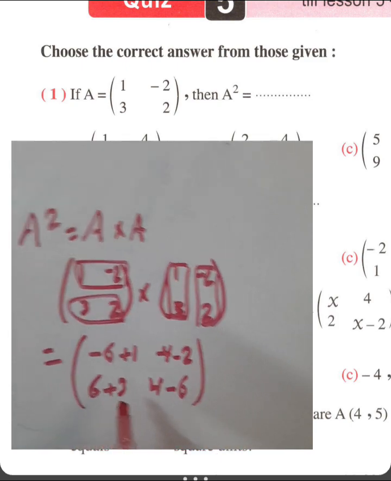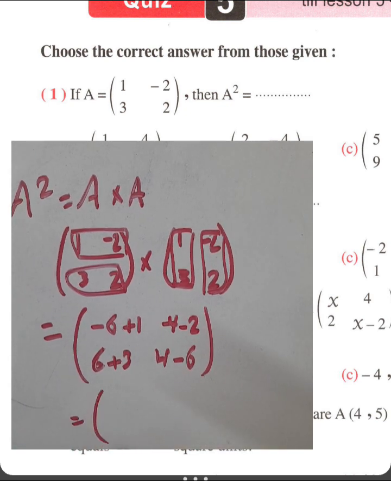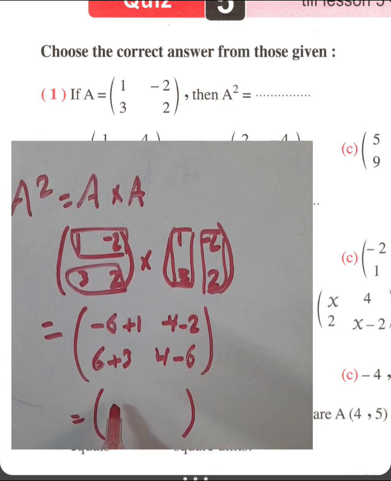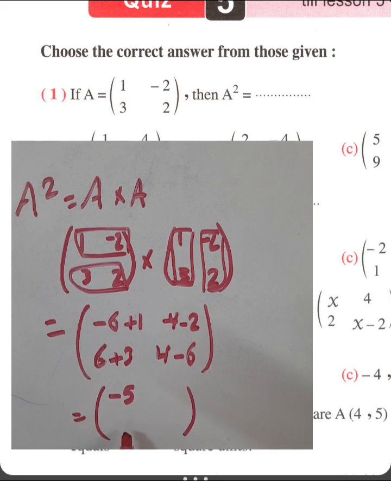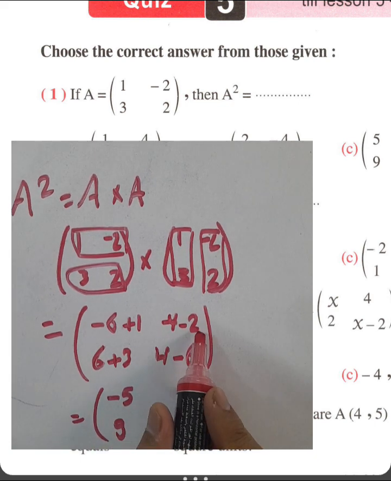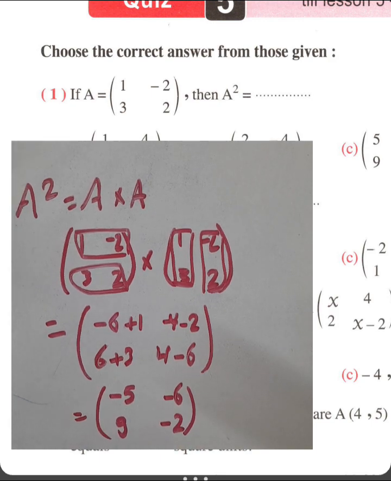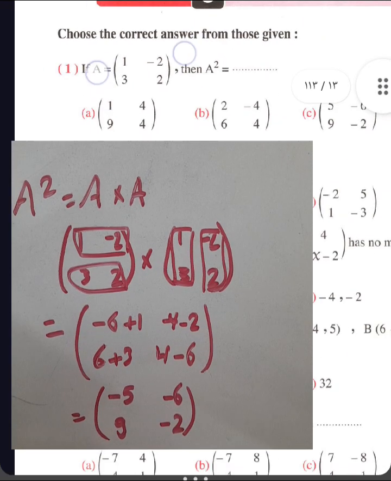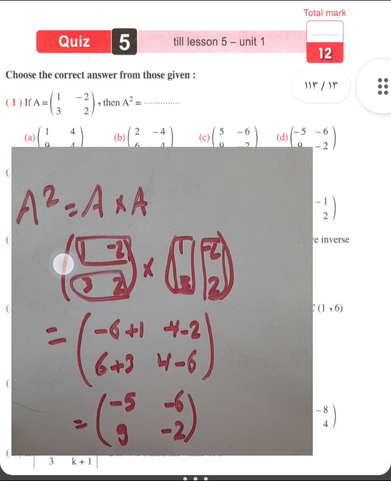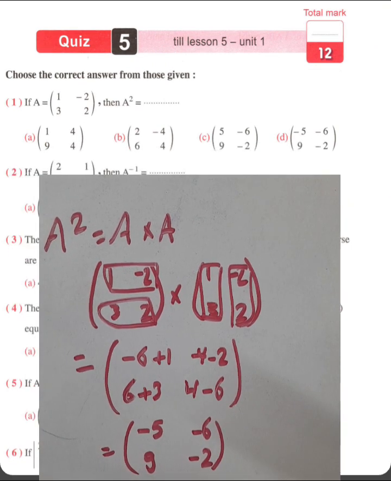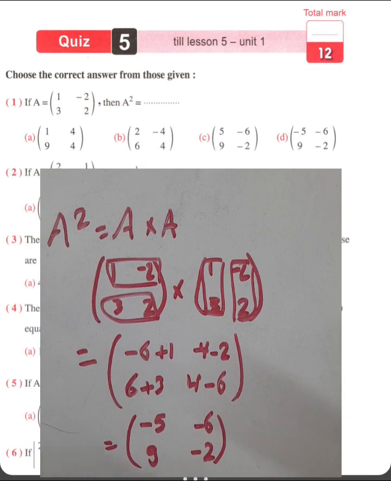Then you can find the value: negative 6 plus 1 will be negative 5, 6 plus 3 equals 9, negative 4 minus 2 will be negative 6, 4 minus 6 is negative 2. Then the result will be, choose letter D. The result here will be letter D.